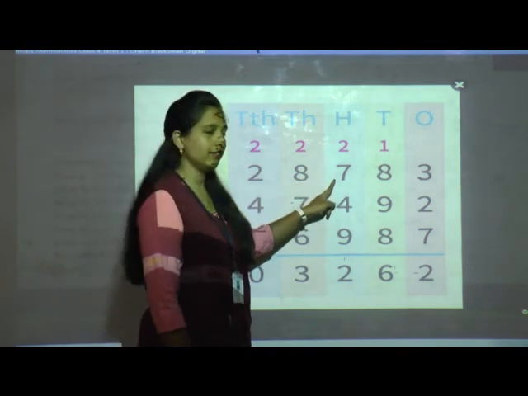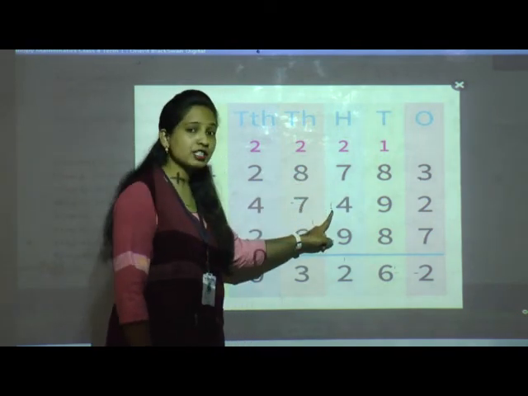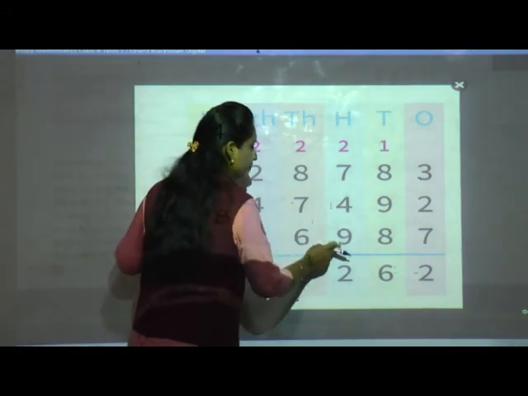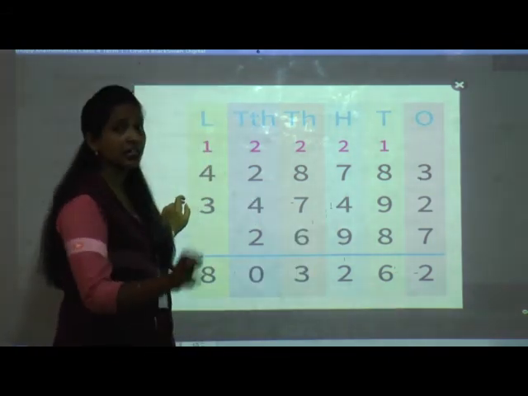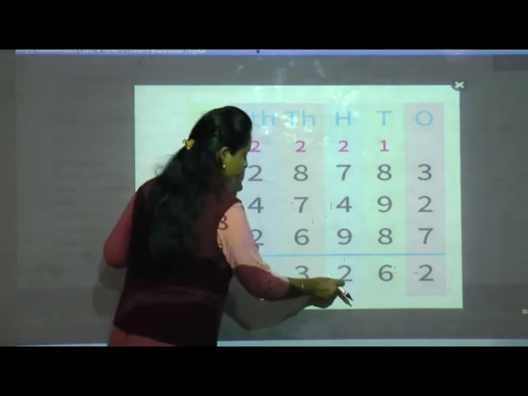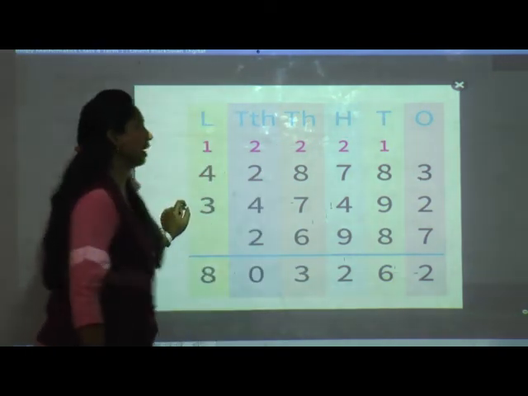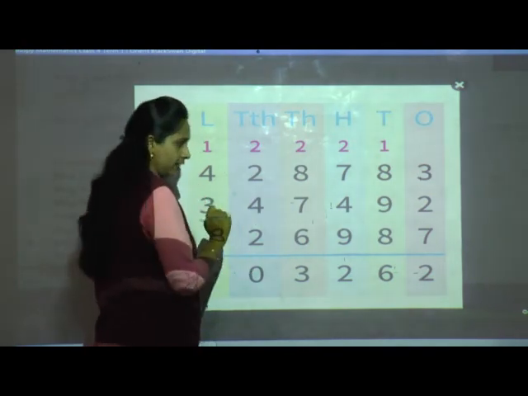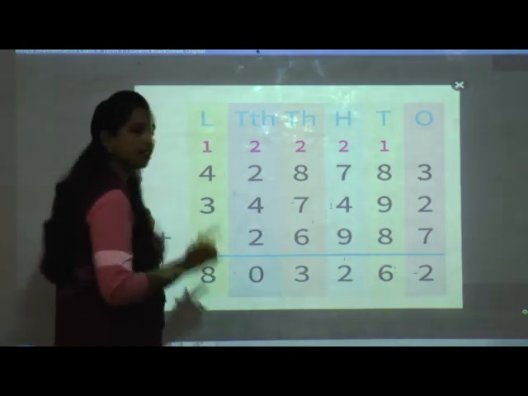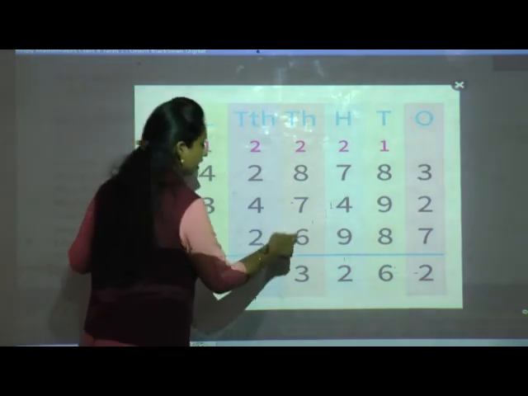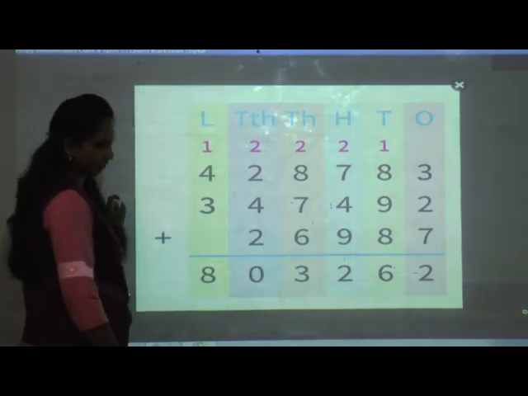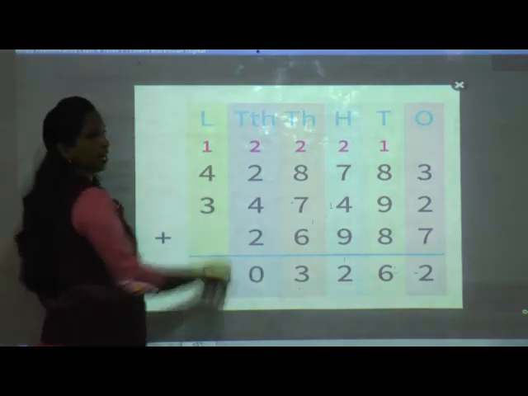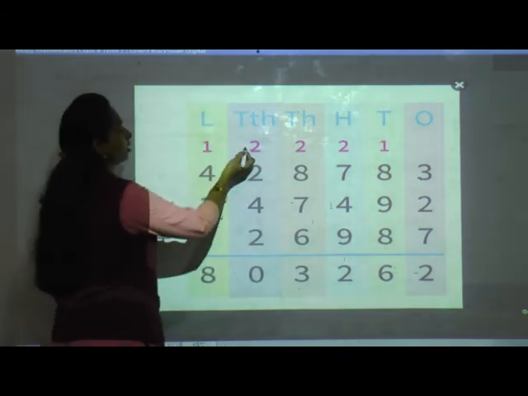Now 2 plus 7 is 9, 9 plus 4 is 13, 13 plus 9 is 22. So 2 we write on the hundreds place and 2 we carry to the thousands place. Now 2 plus 8 is 10, 10 plus 7 is 17, 17 plus 6 is 23. So 3 we write on the thousands place and 2 we carry to the 10,000s place.